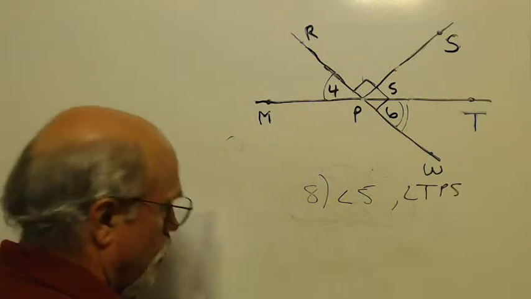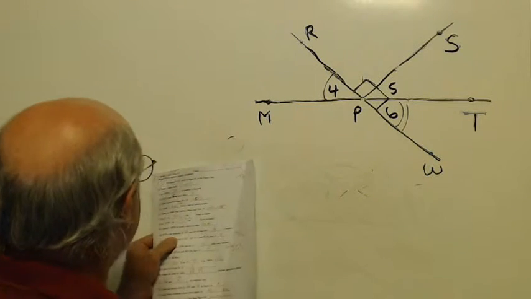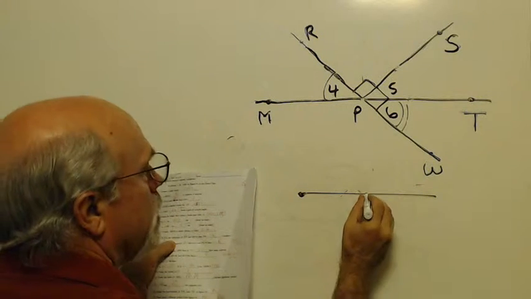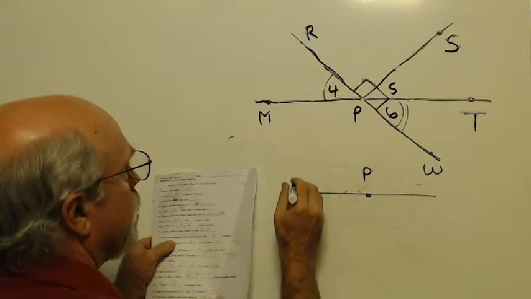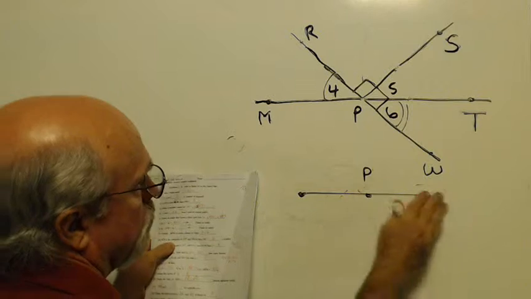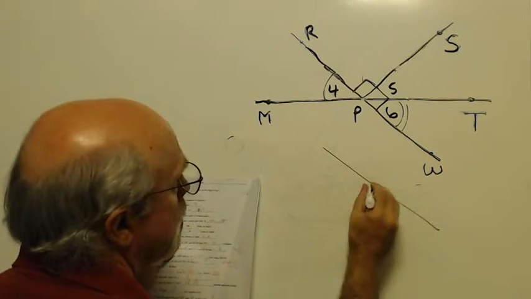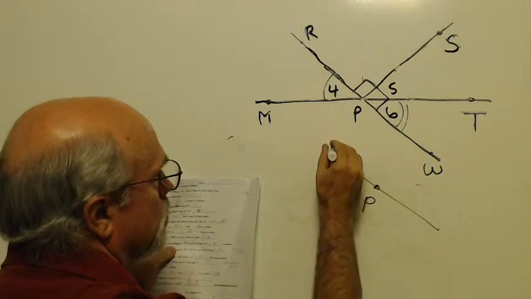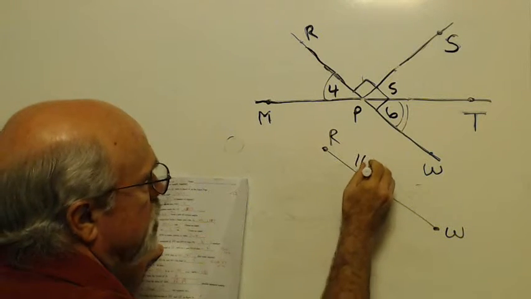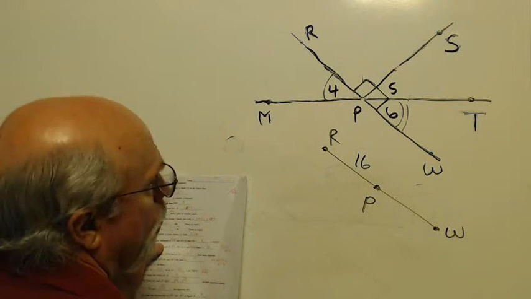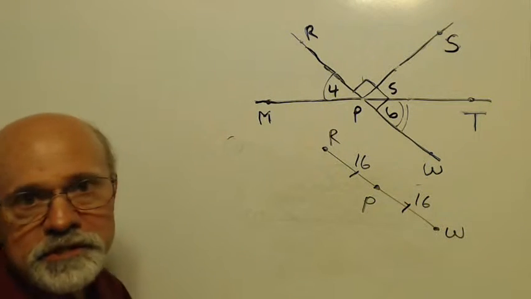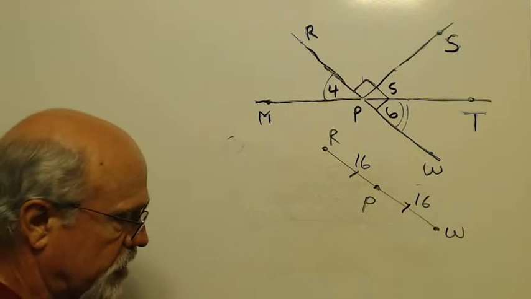Number 10, we're back to dealing with segments, and this time we're dealing with segment MP. They gave us that P is the midpoint of segment RW. So we were dealing with segment RW. And we were told that RP was 16, and we wanted to know how long PW is. Well, if this is the midpoint, then those two parts are equal, and the answer is 16. So number 10 is 16.